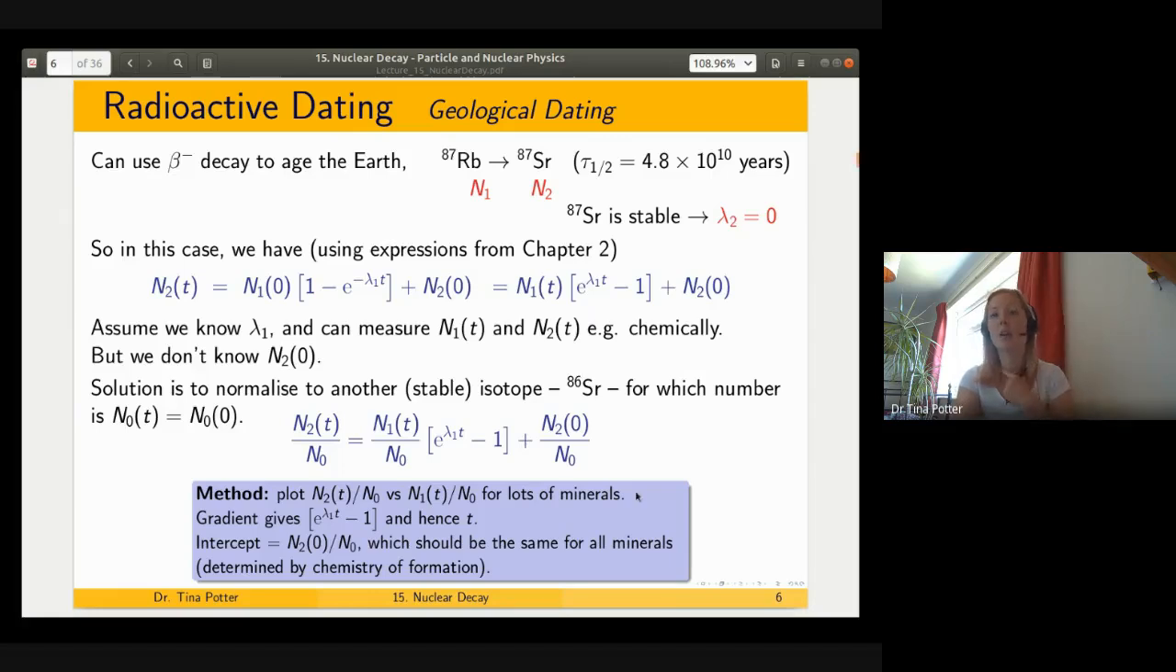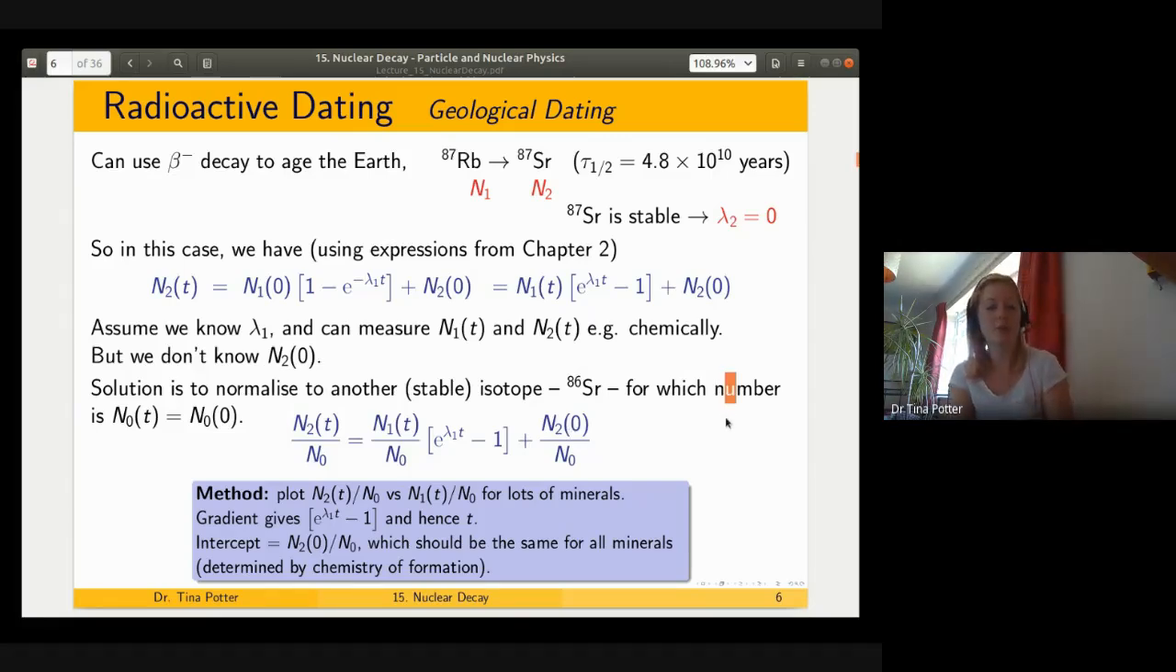So if we take our equation here, we normalize it, i.e. we divide through by the number of strontium-86, which we're going to call N0, we come up with a very simple straight line equation. It's going to relate the ratio of strontium-87 to strontium-86 to the ratio of rubidium-87 to strontium-86, the time and the decay rate of rubidium, and then the ratio of strontium-87 at time equals 0 to strontium-86.